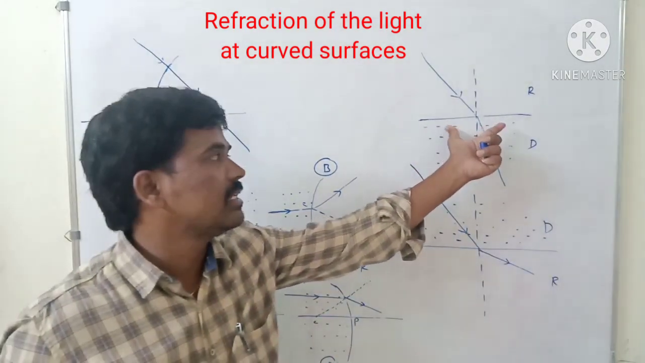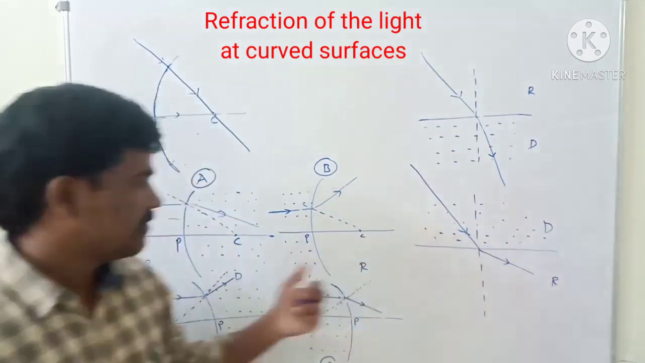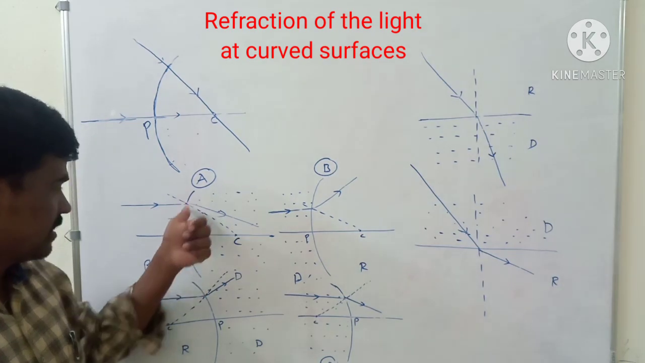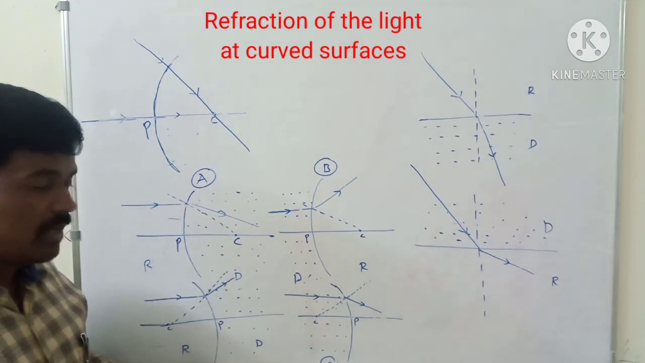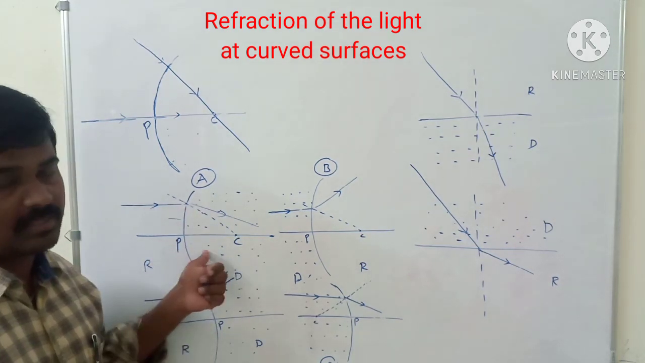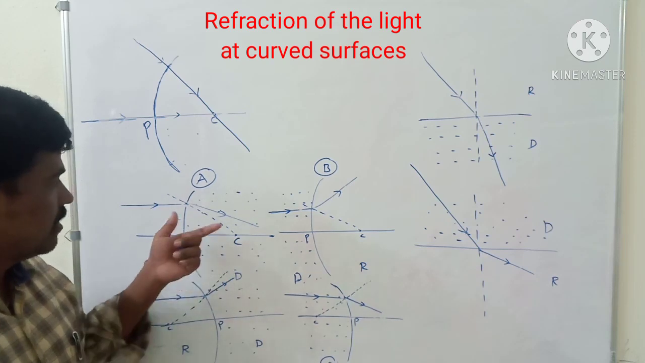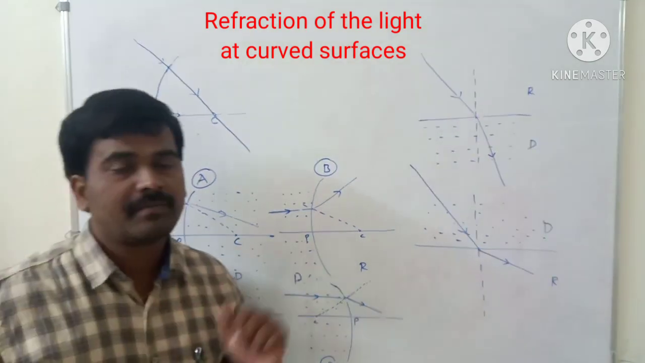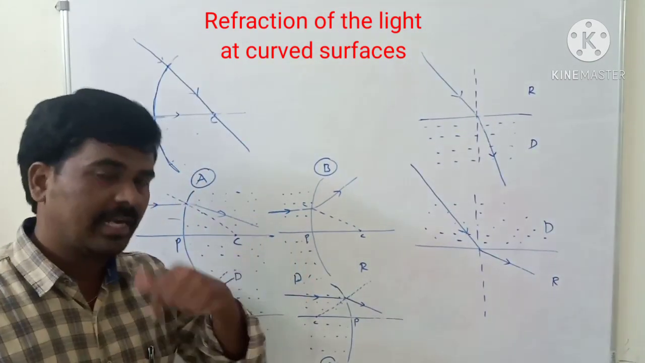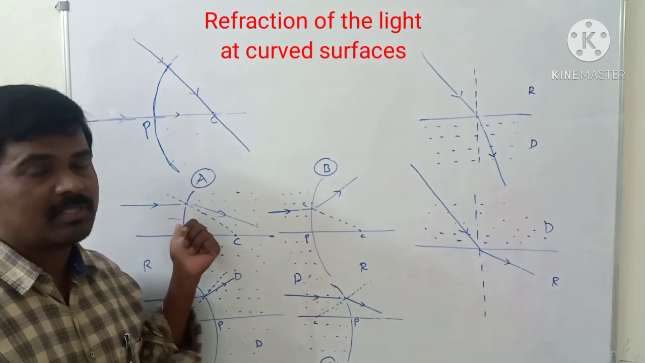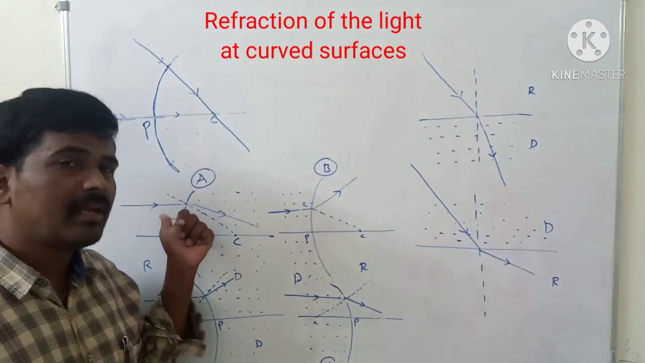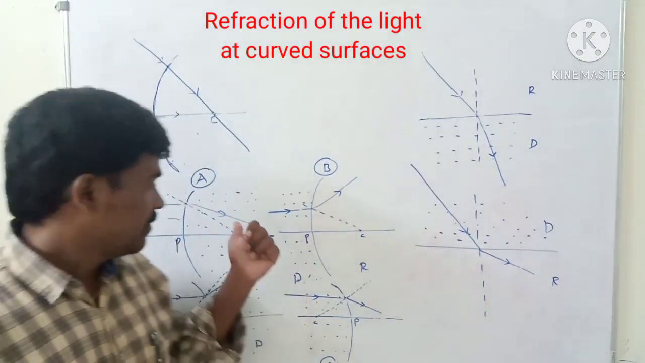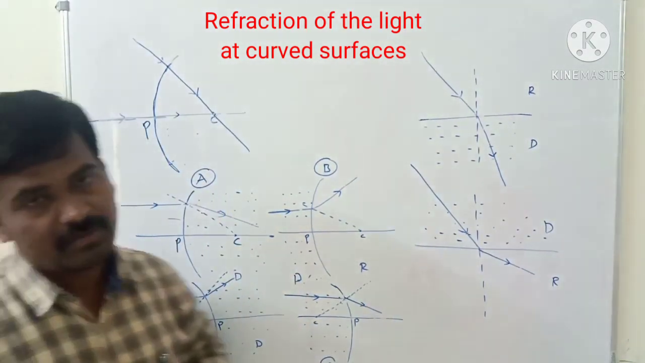In the 9th class we learned about plane surfaces, which are simple. Curved surfaces are of two types, convex and concave, along with different mediums. So what we learn here is that a light ray striking a curved surface may diverge or converge, depending on the mediums and the curved surface.